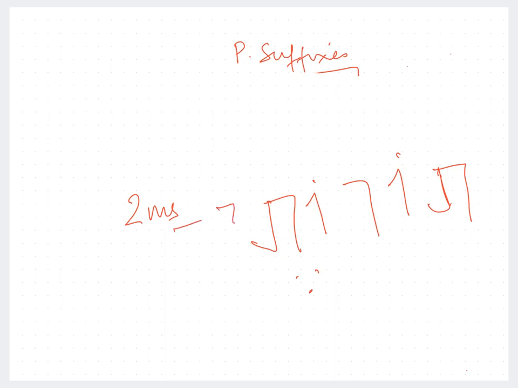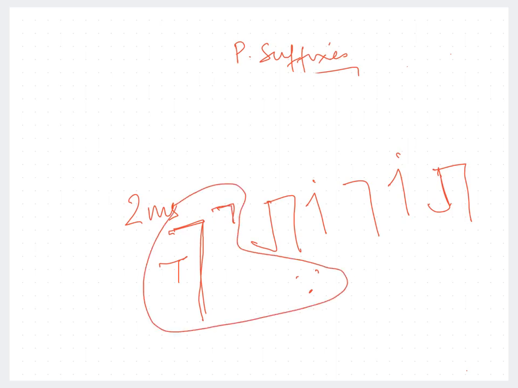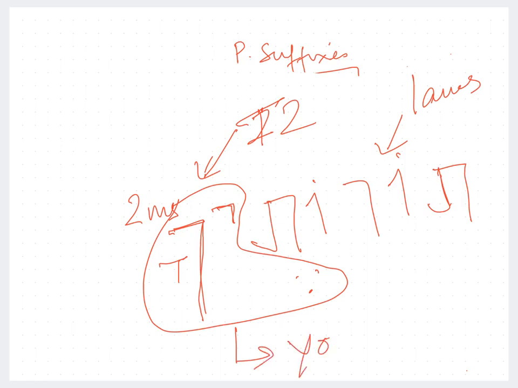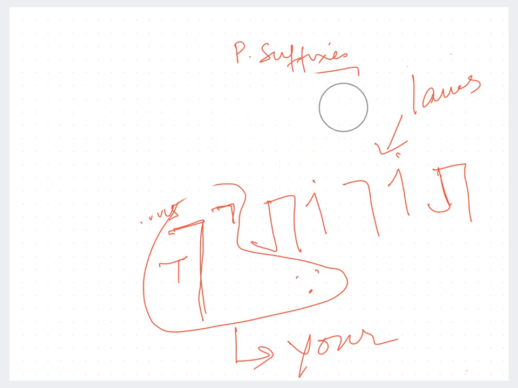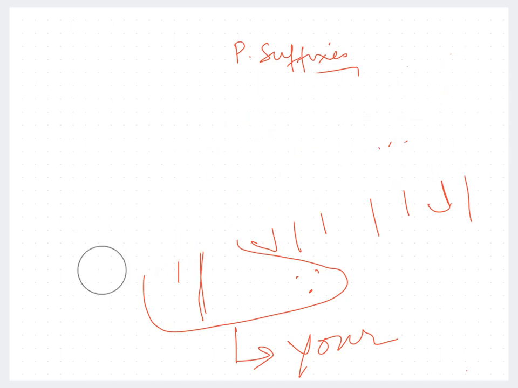The moment you see a ka, you know it's a 2MS you're dealing with, and you see a yod here. What is happening here? It is a type 2 you're dealing with. This is laws, it is plural, and this is going to be your possessive. Okay, please remember that. That's all you need to remember.